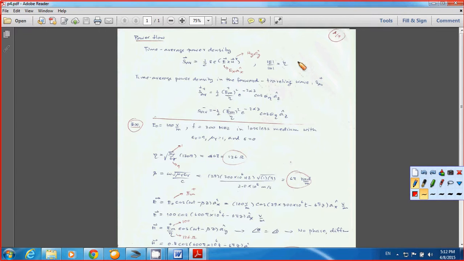Now for the lossless medium, it means sigma equal to 0, and your alpha, I talked about it before, alpha becomes 0, and your eta just becomes the real part only, with no imaginary part. So your theta eta is simply 0, and this one also 0. It gives you 1, right? And alpha becomes 0, so you don't have this term. So you end up with, for lossless media, the average becoming only 1 over 2 E_m squared over eta. Okay.